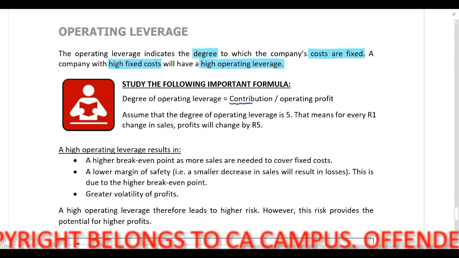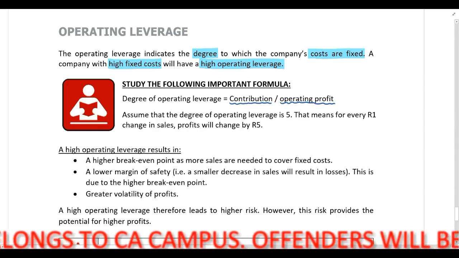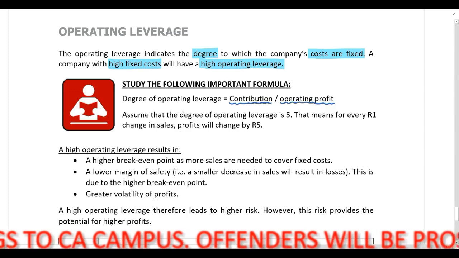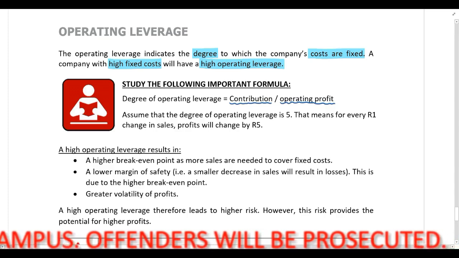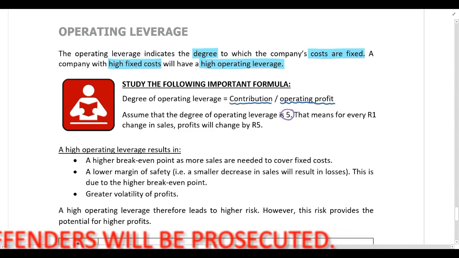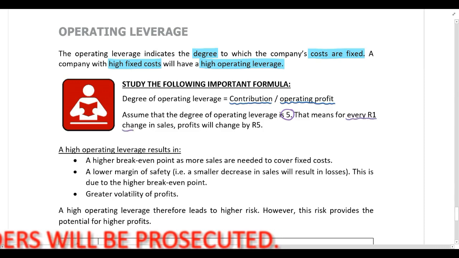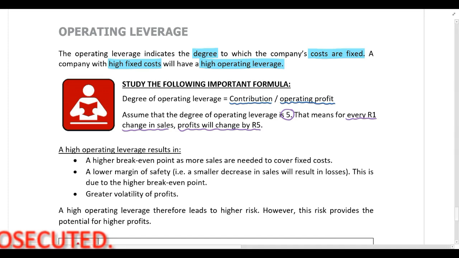You take contribution and you divide by operating profit. So please study that formula. Now I want you to assume that you've performed this calculation and the degree of operating leverage is 5. If you have an answer of 5, that means for every R1 change in sales, profits will change by R5. So if sales increase by R1, profits will increase by R5. However, if sales drop by R1, profits will drop by R5.